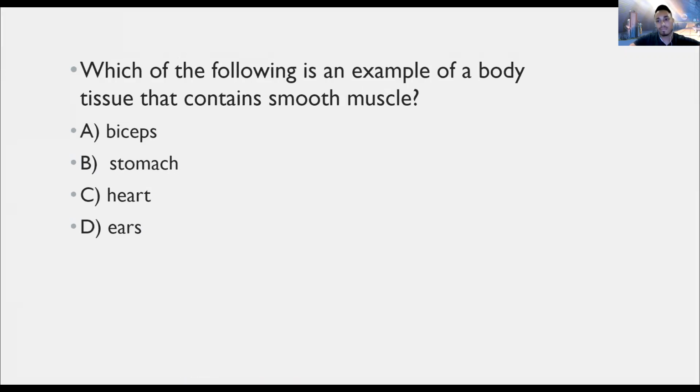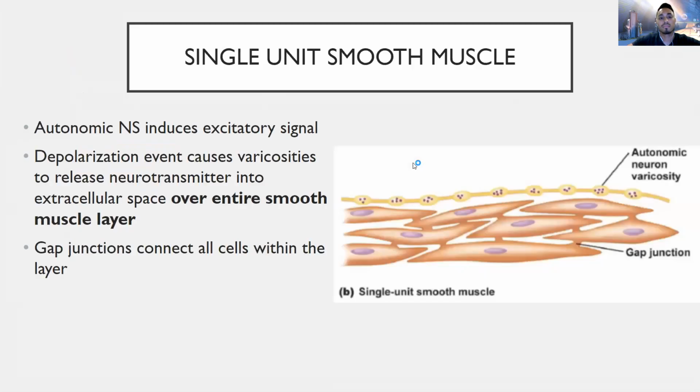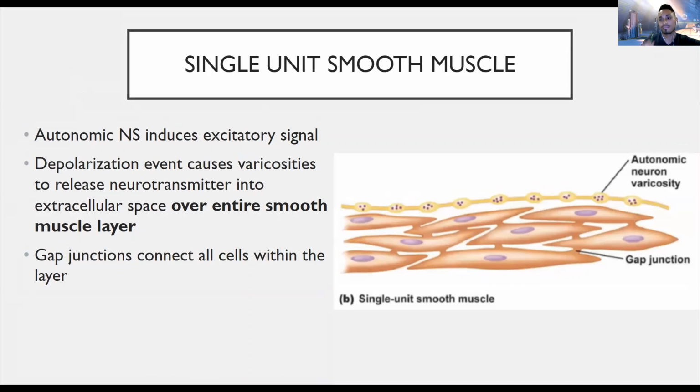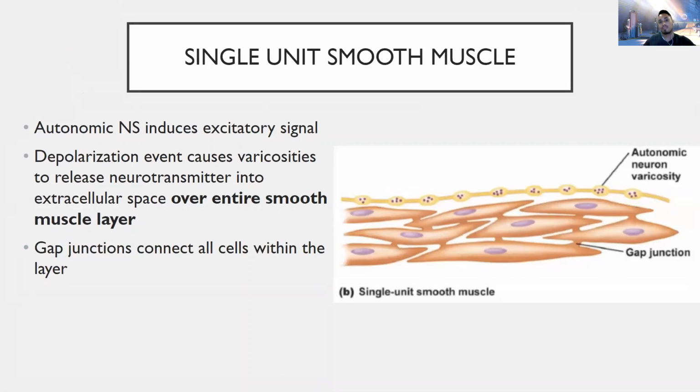All right, let's see the answer. Looks like you guys are getting all these right, which is great. Stomach, yay! And that's because the stomach is an internal organ, so it will be lined with smooth muscle. And good job for not falling for the heart one, because the heart has its own cardiac muscle. Okay, so single unit smooth muscle.